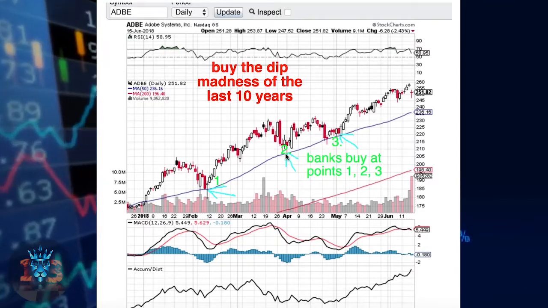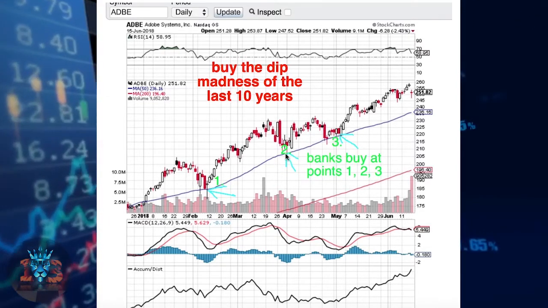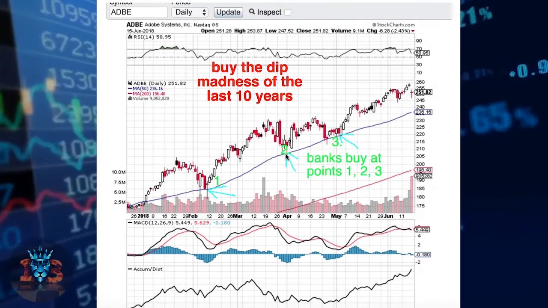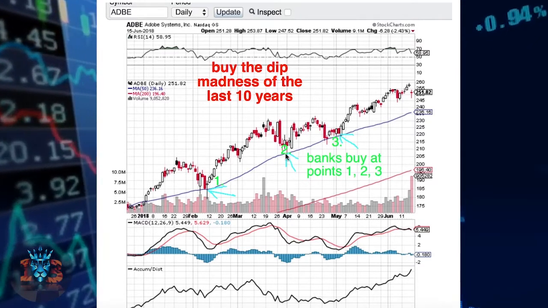So if you keep hearing the term buy the dip, that's been the fashionable madness of the last 10, maybe now 11 years going on in the market. So buy the dip, take a look at this picture, and you'll know exactly what buying the dip is.